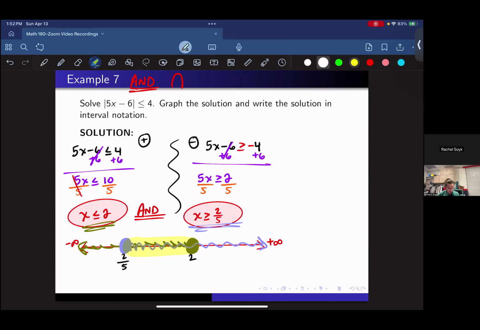Our highlighted yellow. And so in interval notation, what does this look like? This looks like hard bracket, 2/5, all the way up to 2, hard bracket. And we are done. Easy enough.